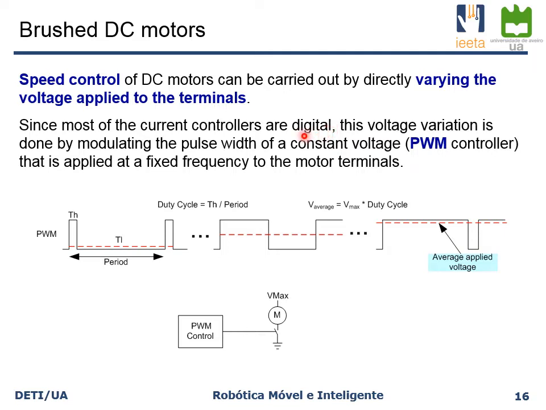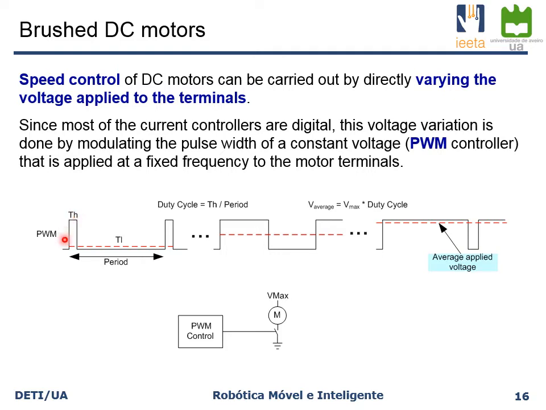So in the case of digital applications, what we do is to not change the applied voltage, but modulate the pulse width of a constant voltage. We call this a pulse width modulating controller. And in this way, basically what we do is to apply a signal, which is a square signal at a fixed frequency, and we change the amount of time regarding to the period during which the positive voltage is applied.